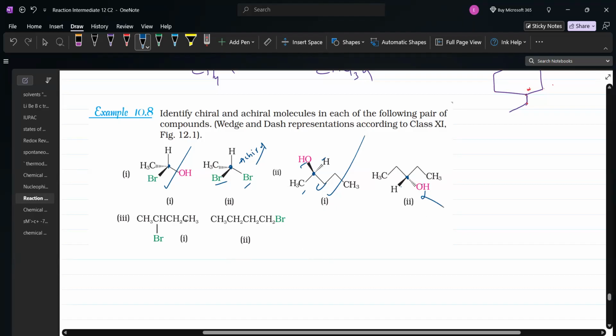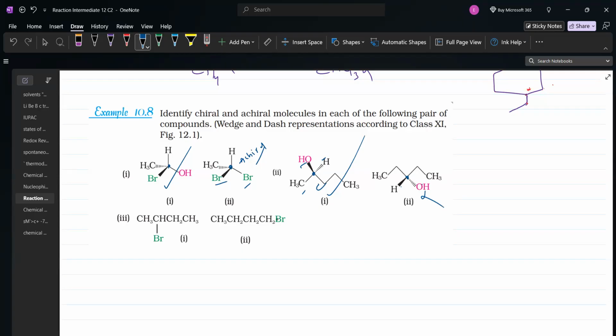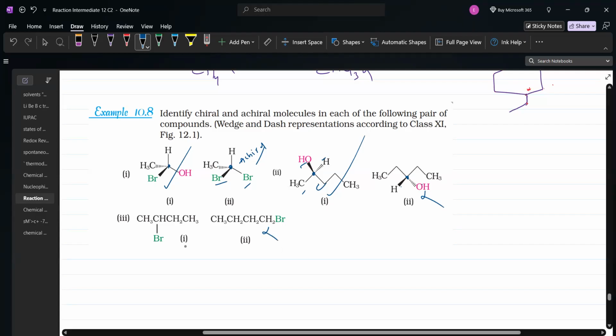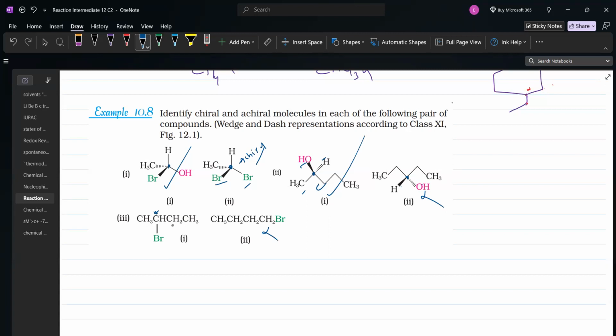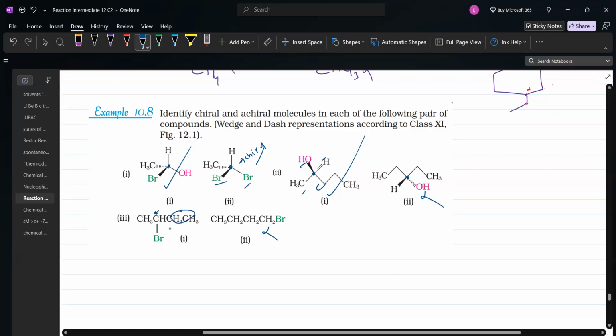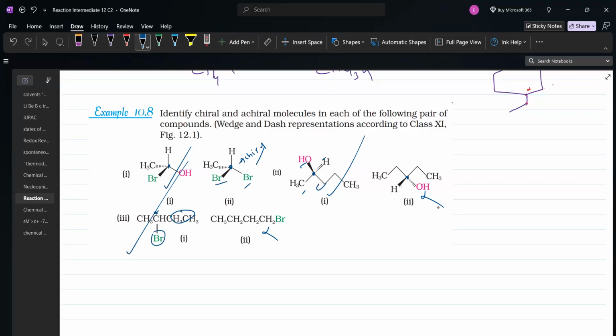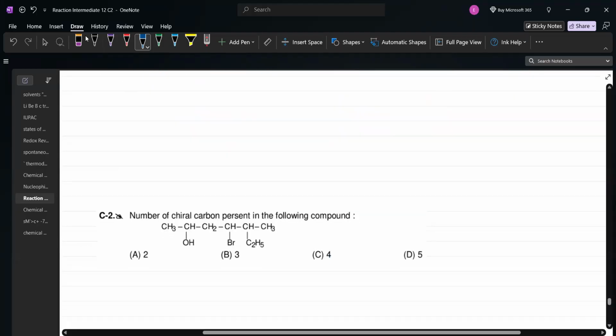This carbon has bromine, but it has two hydrogen, so this one is wrong. This other one is chiral. Why? Because it has one CH3, one H, two C groups, and one bromine. Understood? Yes, sir. Good. Please solve this question.